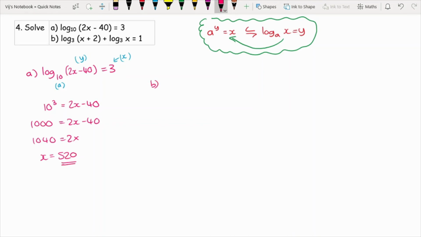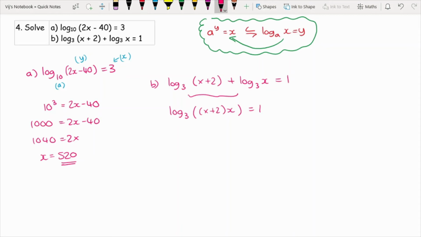Then for B, we've got log 3 of x plus 2 plus log 3 x equals 1. So what we need to do is write this as a single logarithm. I've got a plus, my base is the same, so it's going to be absolutely fine. So I've got log 3. Now when we are adding, it means we're multiplying, so I'm going to have x plus 2 times x equals 1.